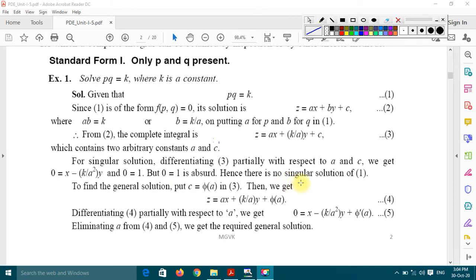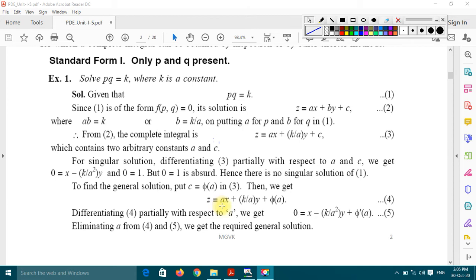Now we find the general solution, or general integral. We assume that one of the parameters is a function of the other, so we assume c is a function of a, that is, c = phi(a). Now substitute this value into equation number 3. We get z = ax + (k/a)y + phi(a). Now differentiate this z partially with respect to a, because z is a function of the parameter a, and equate it to 0.